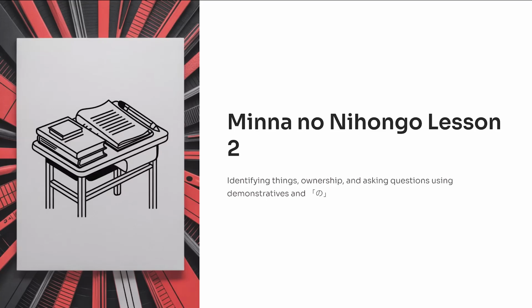This is lesson 2 and today we'll learn how to identify things, show ownership, and ask simple questions, all using Japanese demonstratives like これ, それ, あれ, and the particle の. These are words you hear all the time in daily life. When you point at something, ask, "What's this?" or say, "That's my bag." Ready? Let's get started.